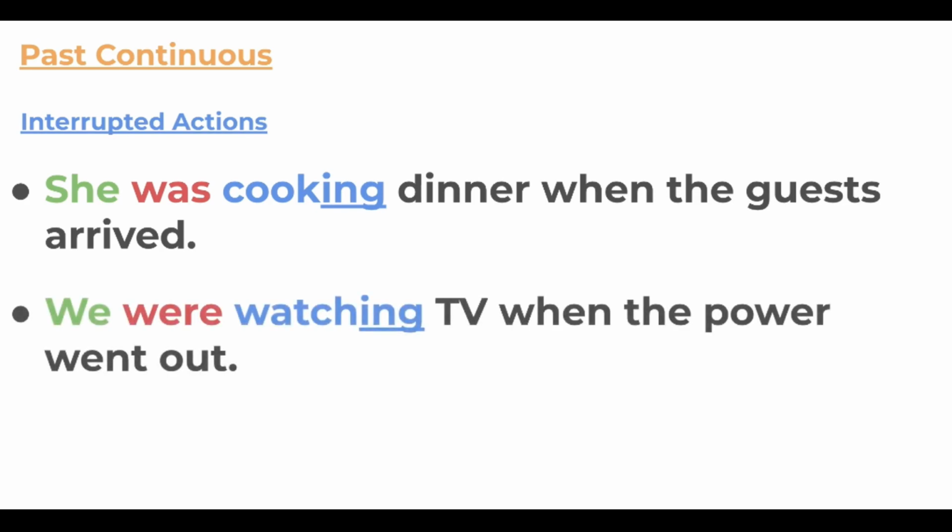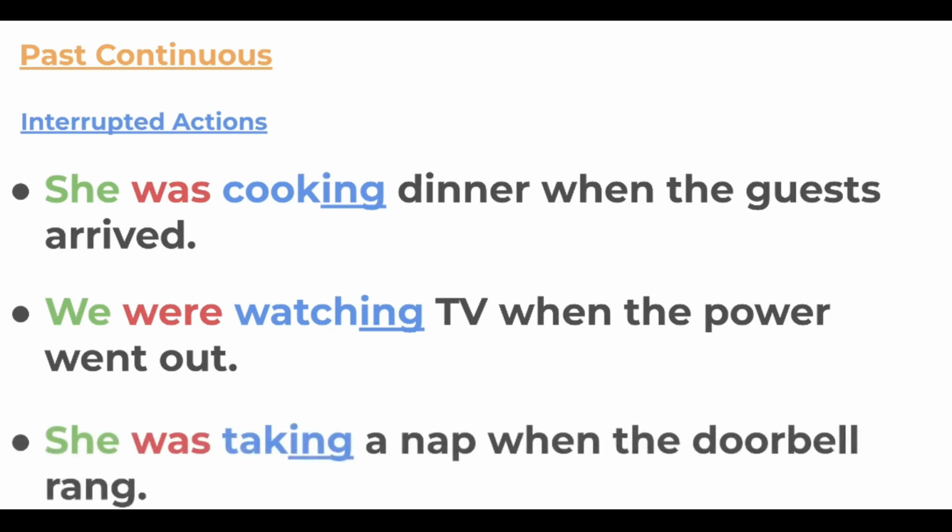We were watching TV when the power went out. So what came first? The watching TV, and then the power going out interrupted that. She was taking a nap when the doorbell rang. So interrupted actions can be expressed through the past continuous.